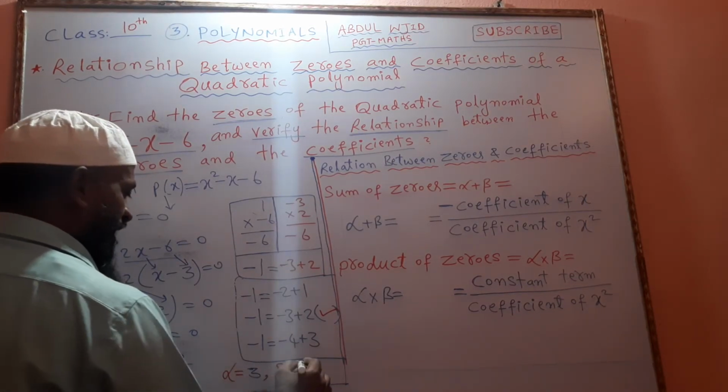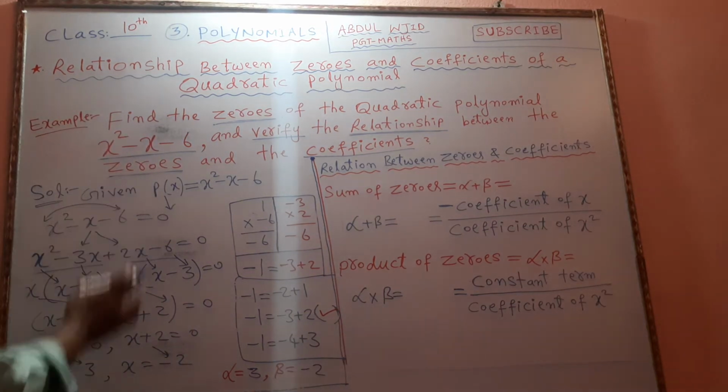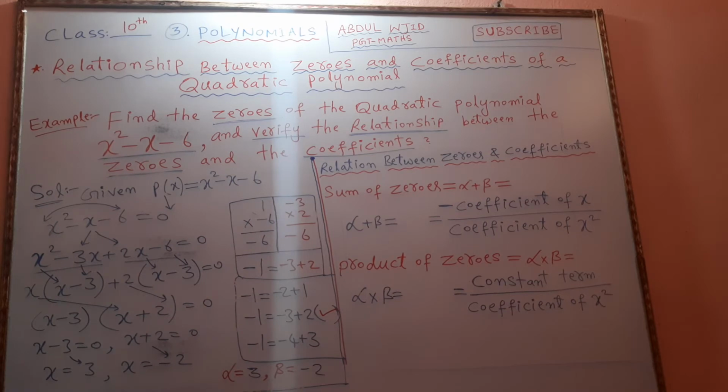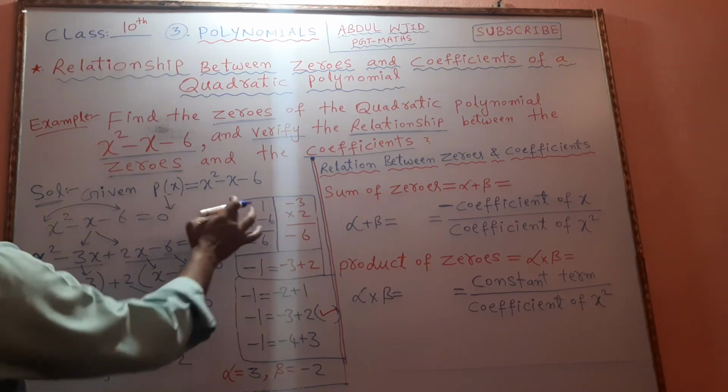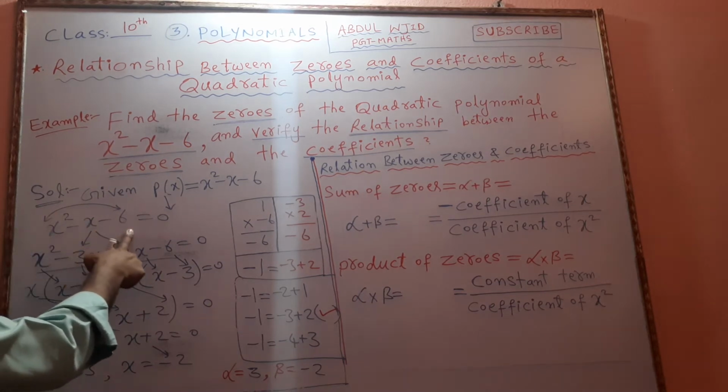Alpha equal to 3, beta equal to minus 2. These are the zeros of the given quadratic polynomial. Very simple, we can find it by the splitting method. What is the splitting method? Multiply the first term coefficient and the constant.